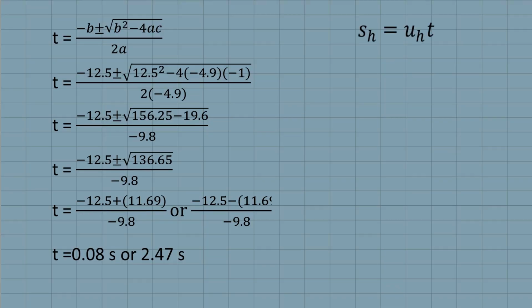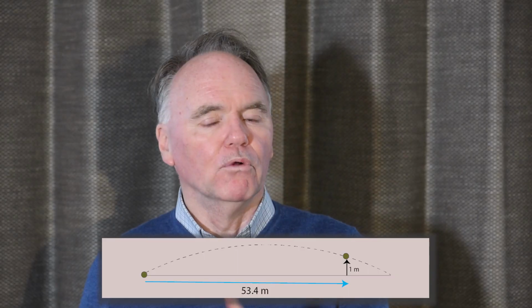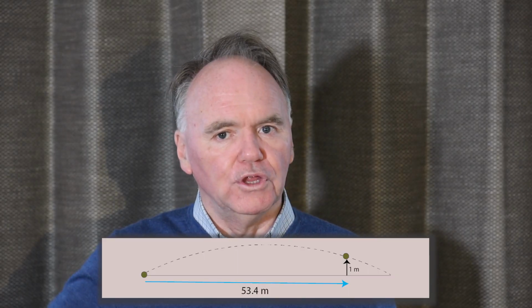Now we have to multiply this 2.47 seconds with the horizontal velocity. And the horizontal velocity can be found from our initial condition, which is the horizontal component of the 25 metre per second vector, which is 25 times the cosine of 30. Multiply that by 2.47 seconds and we get an answer of 53.4 metres. That's the horizontal distance the ball covered, or its horizontal displacement, when the ball reached a height of 1 metre on the way down.